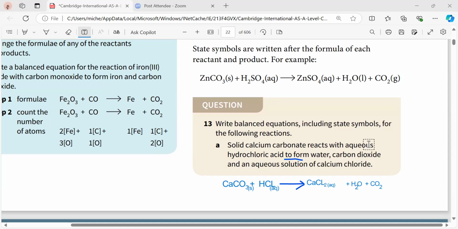Okay, so now we're going to see if it's balanced or not. First of all, we're going to check calcium right here. Calcium carbonate has only 1 calcium, and the calcium right here is also 1 calcium. So calcium's already balanced. We don't have to do anything with it. Calcium, check.